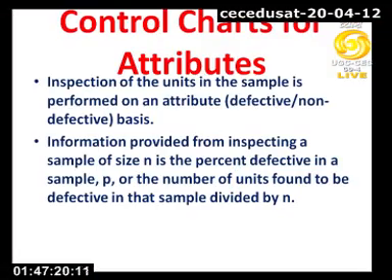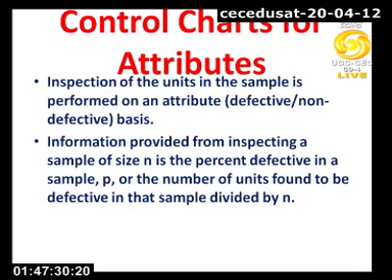Two versions of the control charts will be examined. First one is control charts for attributes, and the second is control charts for variables. We have already discussed attributes and variables. Control chart for attributes: inspection of the units in the sample is performed on an attribute, as already discussed, defective or non-defective. That is the only information we get from the inspection.